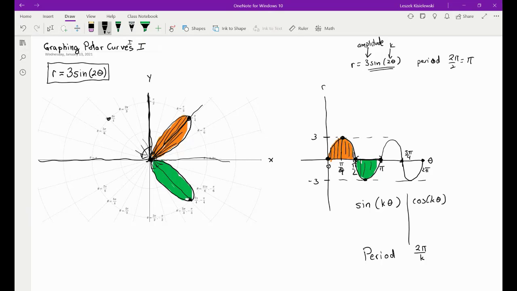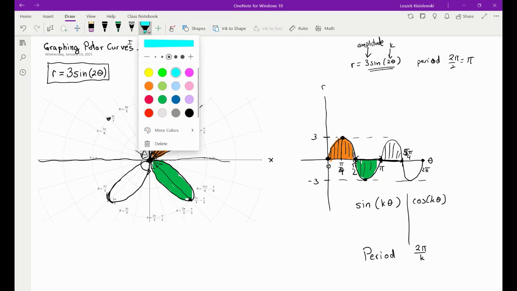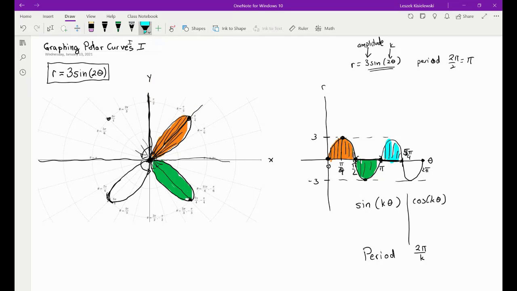Okay, so the next angles we want to consider are in the third quadrant, where theta is between pi and 5 pi over 4. Here the r values are positive, so we're going to go in the positive radial direction, starting with r equals 0. And once we get to 5 pi over 4, r is at its maximum of 3, and then we go back to 0. So this portion here corresponds to this petal.